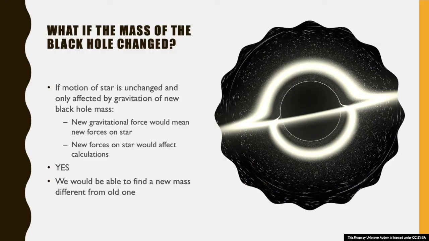What would happen if the mass of the black hole changed? How would we be able to find it, and would this be different than the mass that we previously found? If the mass was to change, it would be different because it would affect the net force, parallel, and perpendicular force on the star from the black hole. Since this would be affected, it would alter our calculations so that the new black hole mass would be different than the one we previously found.